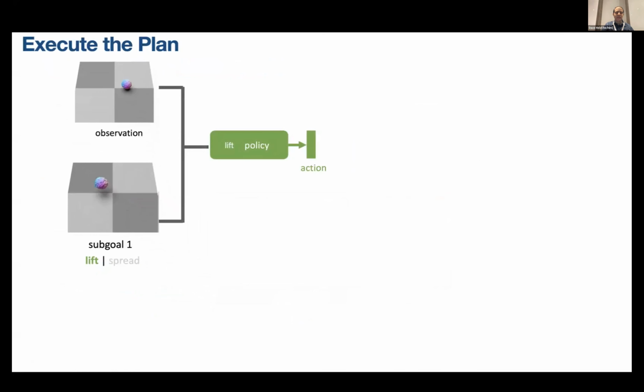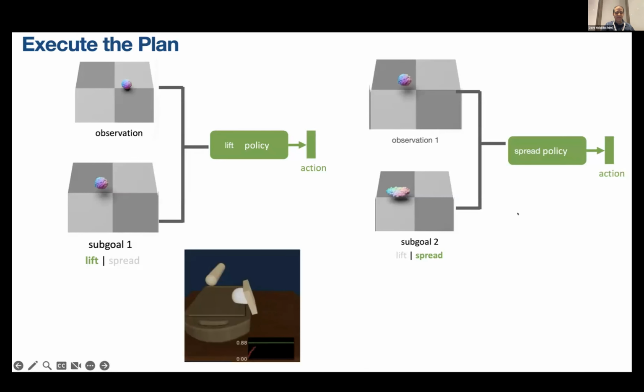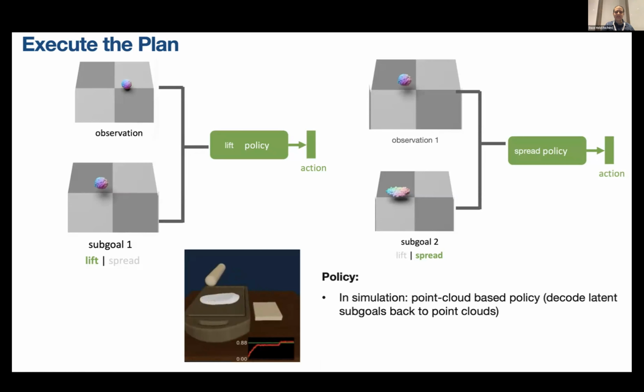Okay, so to execute the plan, we just input the observation and the sub-goal into our lift policy, and then the next sub-goal into the spread policy. Here you can see a visualization of what this looks like. So first we'll lift, and then we'll spread, and that achieves the goal that we had in mind.